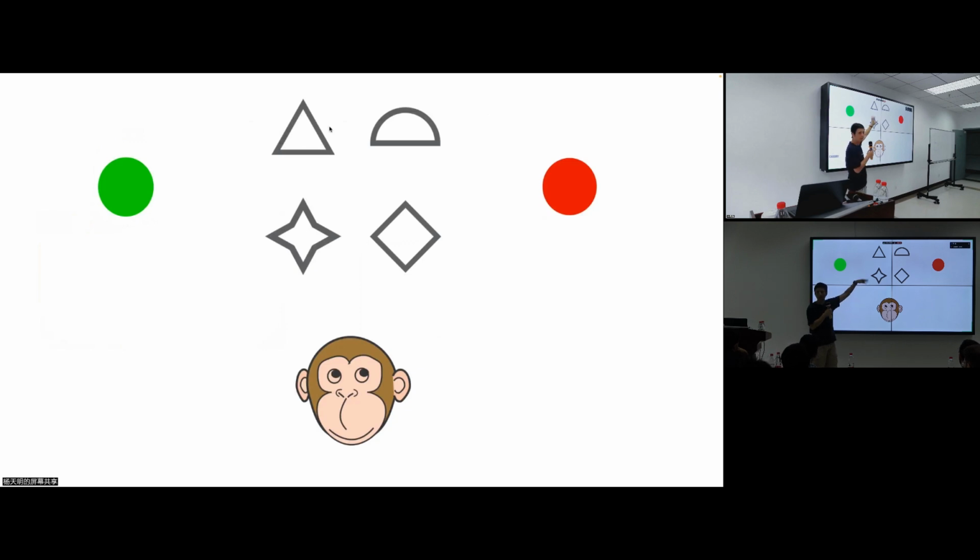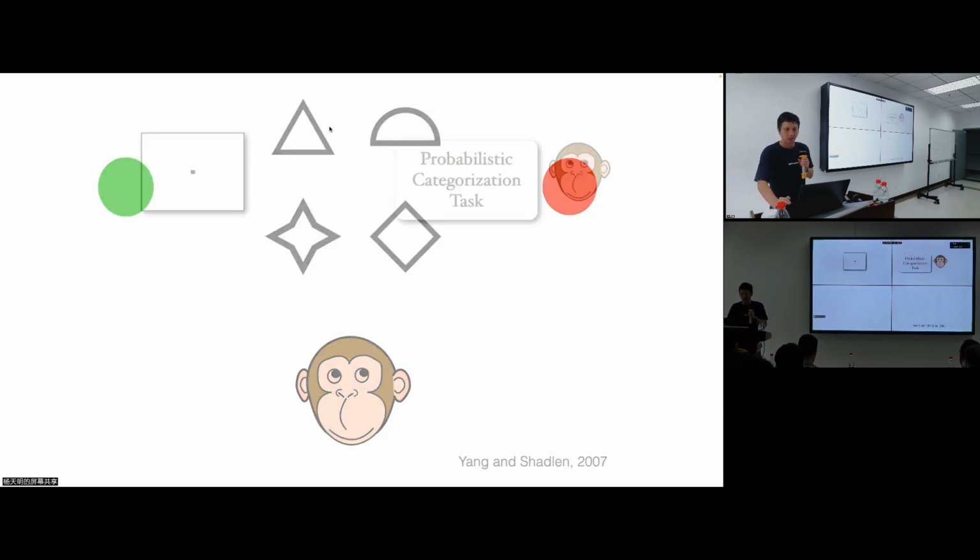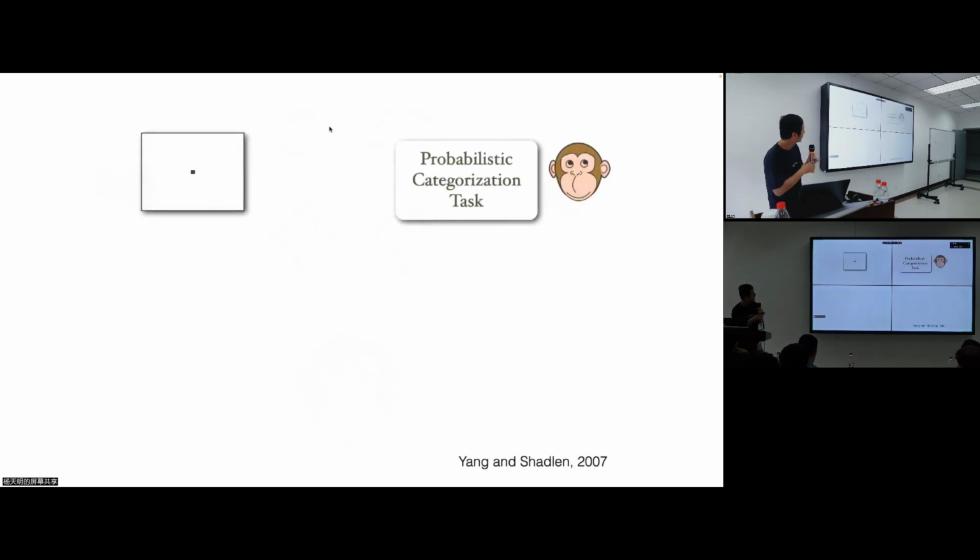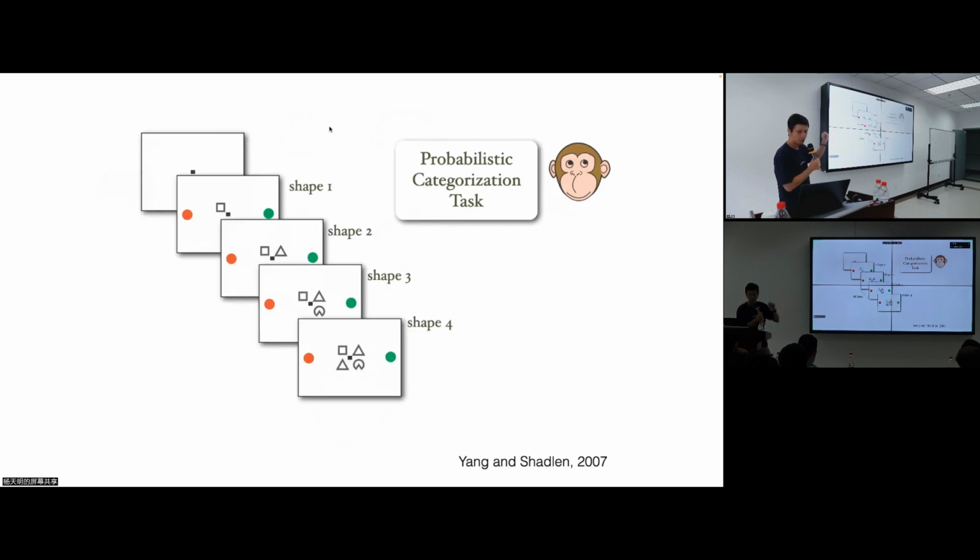And the monkey has to combine all these shapes together to make a decision. So that's very much like the example that I just showed you. You can consider that the red and green are 2 teams and the shapes are just the evidence that we collected. In the task, the monkey just has to first look at an empty screen, then 4 shapes come on one by one. In the end, the monkey has to move its eyes to choose between one of the 2 targets.